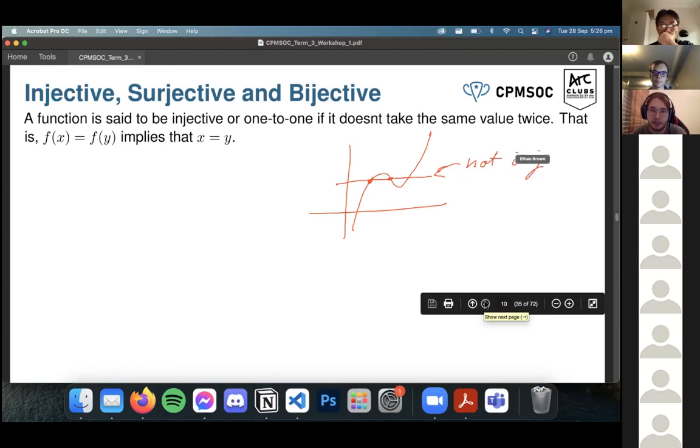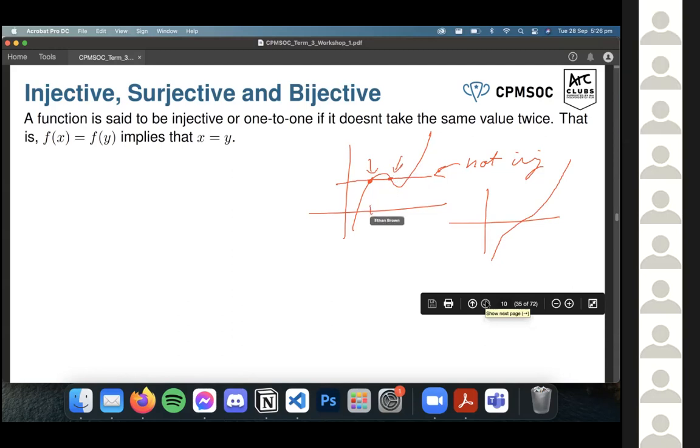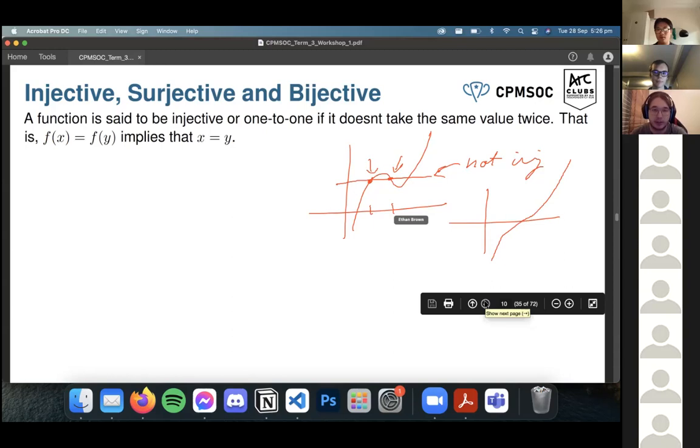On the other hand, monotonic functions, if you know what that is, basically just a function that continually goes up, continually goes down, or whatever. They're always going to be injective. So injective functions say that if this value here and this value here on the y-axis are the same, then this value here and this value here are exactly the same. Obviously, in this case, it's not.